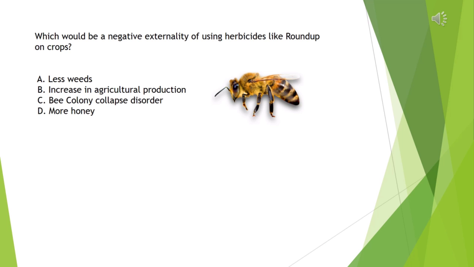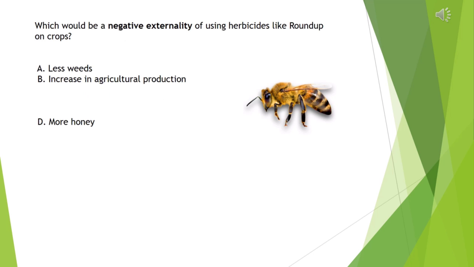Which would be a negative externality of using herbicides like Roundup on crops? Would it be A, less weeds, B, increase in agricultural production, C, bee colony collapse disorder, or D, more honey? If you said C, bee colony collapse disorder, then you would be correct. A negative externality of using herbicides like Roundup on crops is the disappearance of bees, and it is thought to be the cause of bee colony collapse disorder.